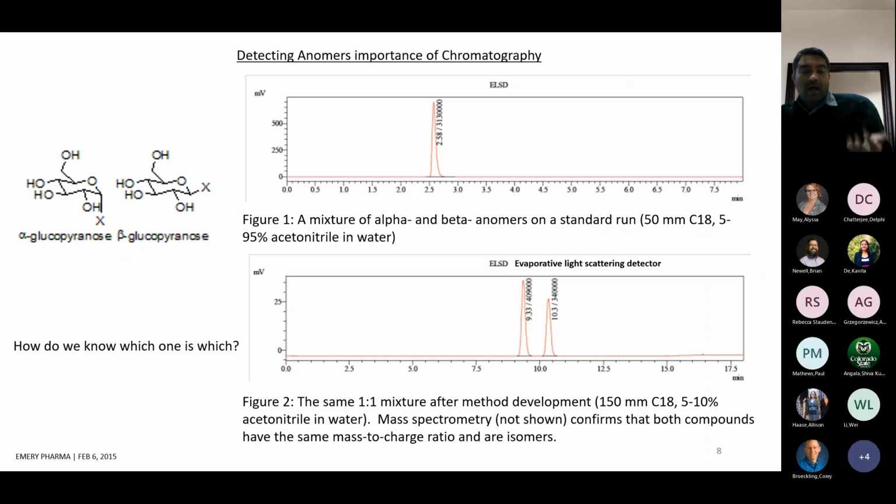So how can we separate alpha beta anomers by chromatography? Yes, we have to tune a little bit. We increase the column length, like you see here, 50 millimeter C18, 5 to 95% acetonitrile water has been changed to 150 millimeters. So increase the column length as well as the buffer condition to separate. Okay, we separated two forms, two anomeric forms, alpha and beta, but we don't know which one is what, which one is alpha, which one is beta. To do that, there is no option but to go for NMR.